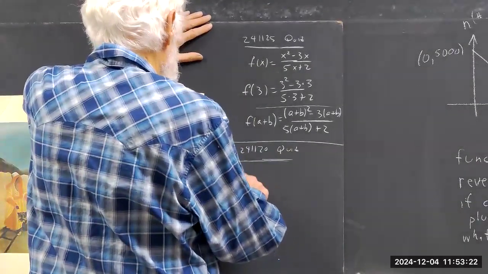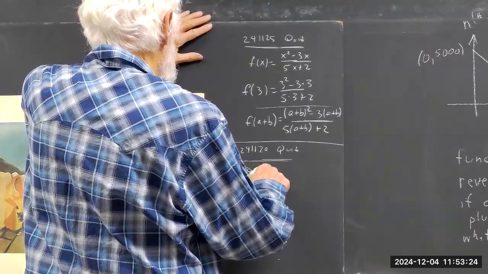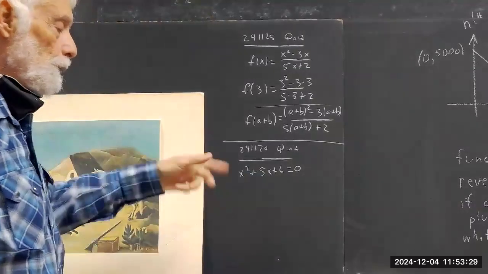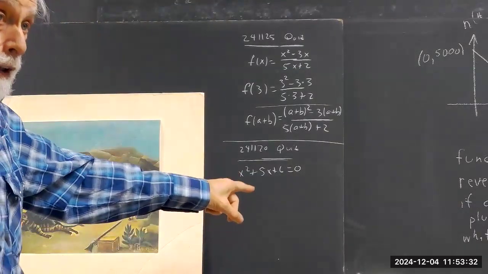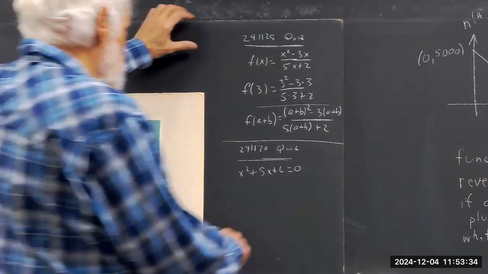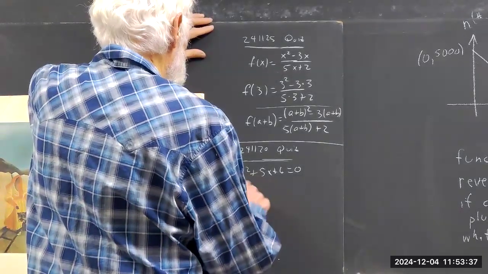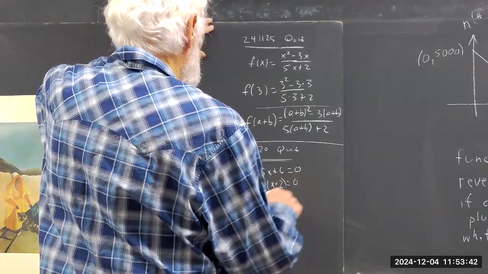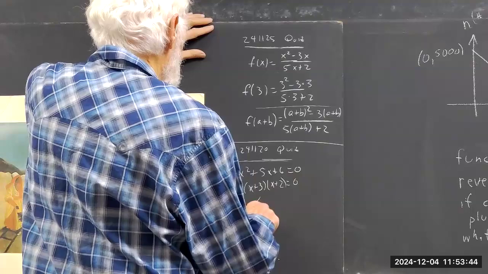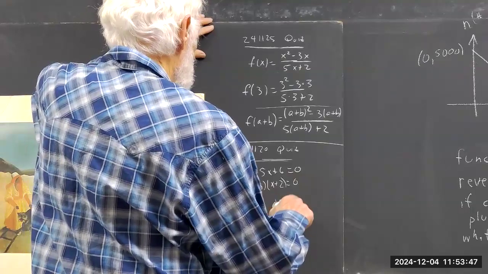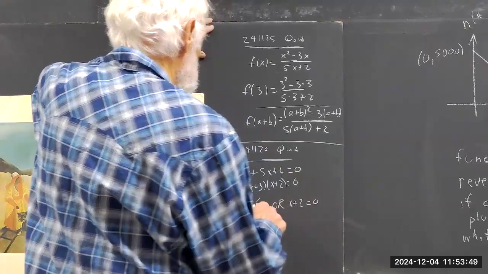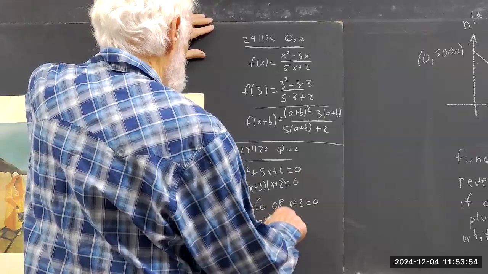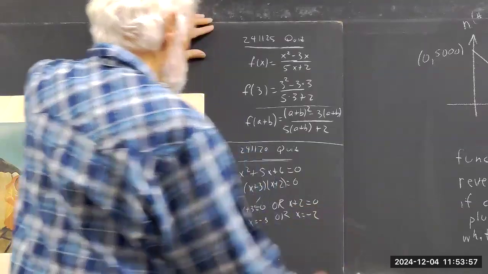So you've got a quadratic equation like x squared plus 5x plus 6 equals 0. You can use the quadratic formula, but in this case, you can factor it. This gives you x plus 3 times x plus 2 equals 0. So x plus 3 equals 0, or x plus 2 equals 0. So x equals -3, or x equals -2.